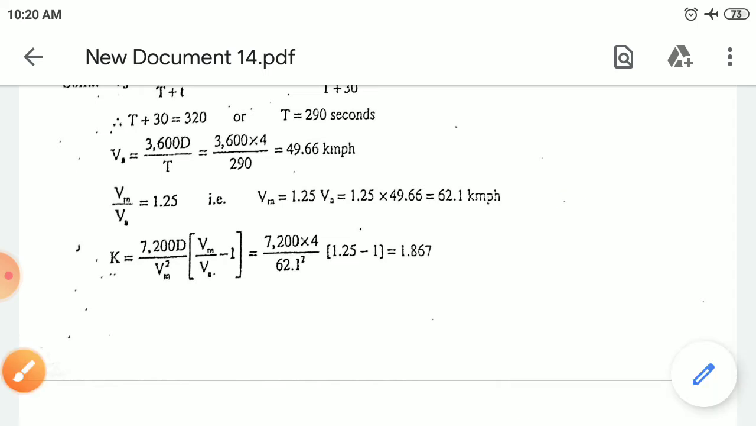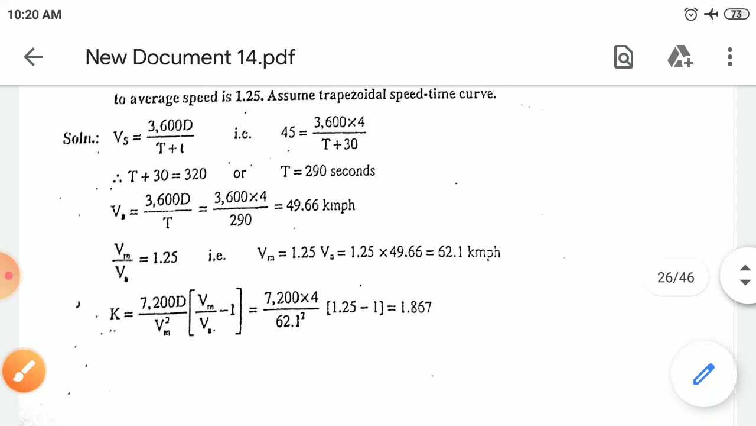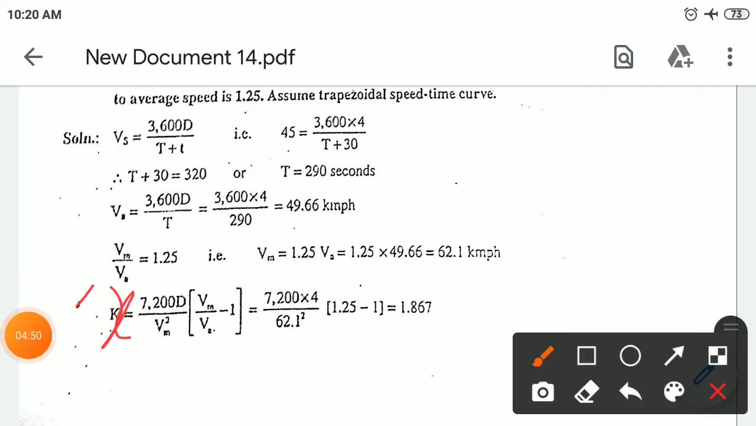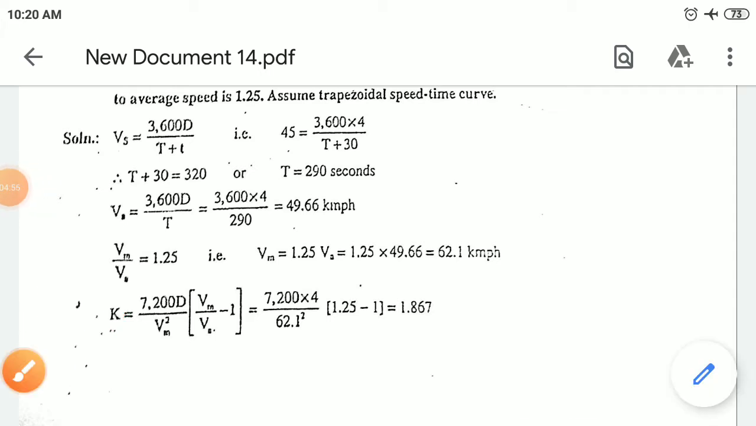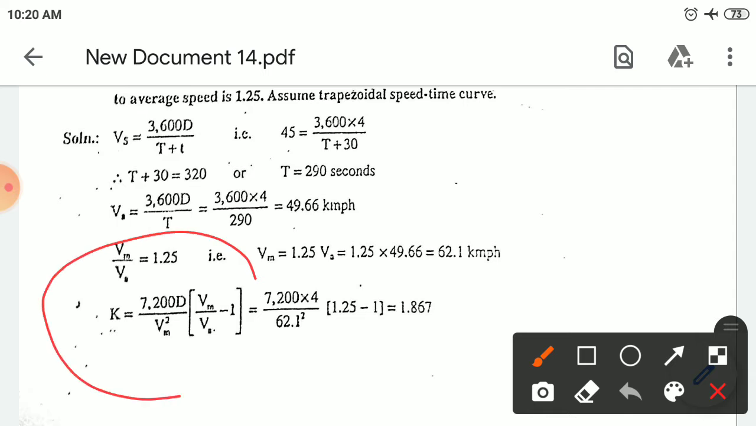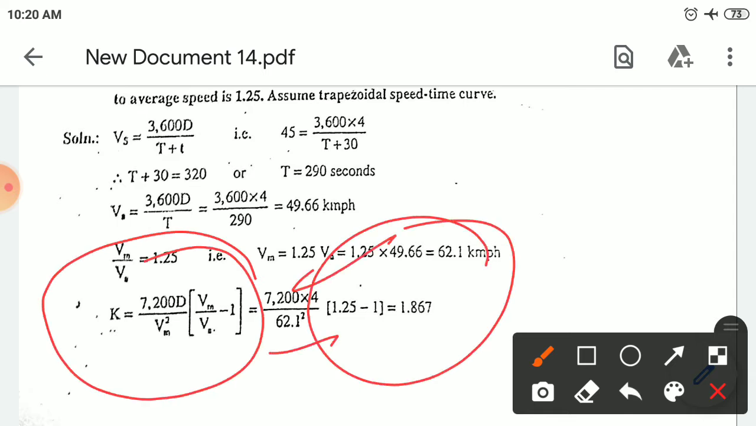Now the equation to calculate alpha and beta: K is equal to, whatever I am considering as K here, you can consider it as X also. So it is 7202 divided by Vm square into bracket of Vm divided by Va minus 1, which is the equation we derived. Substitute all the parameters here and calculate what X is.